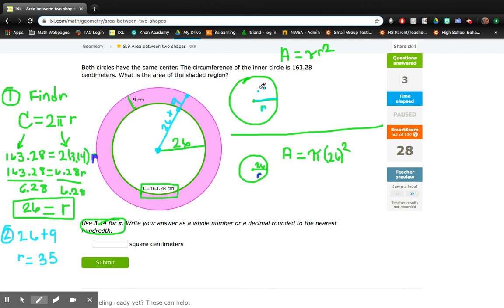So this radius is going to be 35. And now I have enough to find the area of the bigger circle. It's going to be pi times 35 squared.